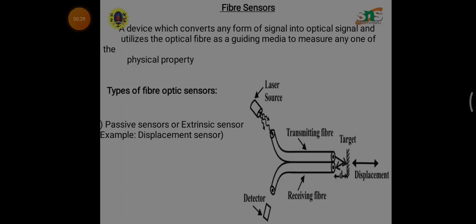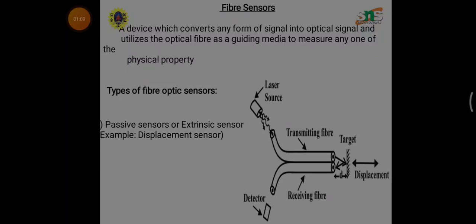Optical source, modulation zone, and optical detector. The optical source used here is an LED or laser. The optical signal produced by the optical source is transmitted through the transmitting fiber to the modulation zone. The optical signals are modulated based on any one of these properties: optical intensity, phase, polarization, wavelength, and spectral distribution. These modulated signals are received by the receiving fiber and sent to the optical detector.